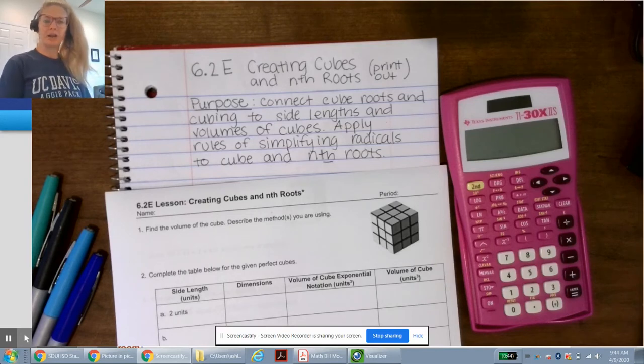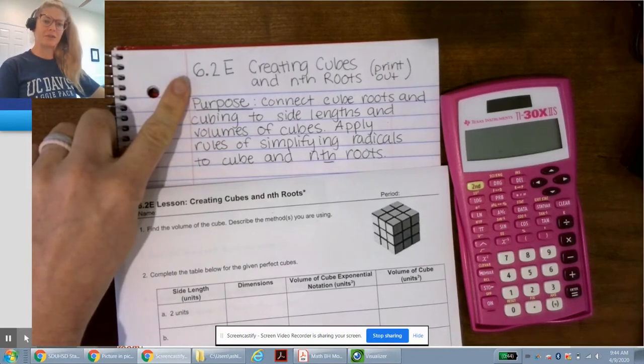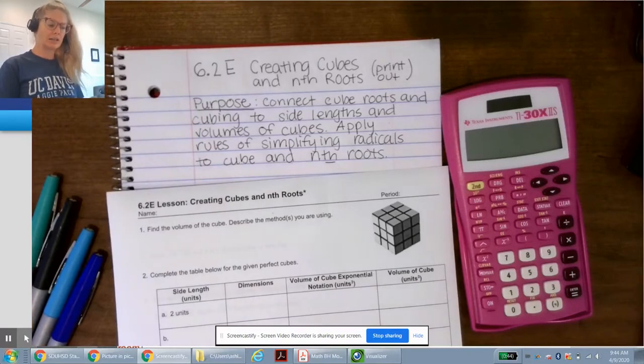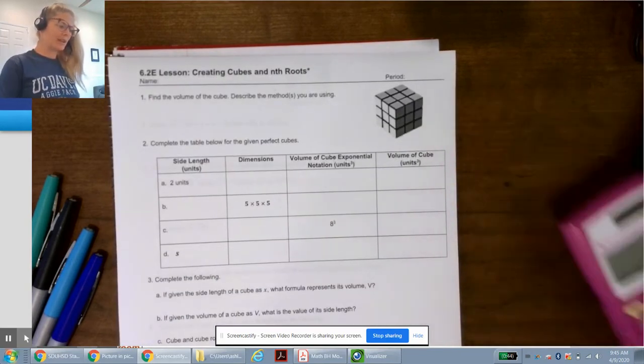If you're still keeping your notebook, I want to continue showing you a lesson purpose. So we're going to be doing 6.2e lesson, creating cubes and nth roots. It's a printout. Maybe you're doing this on a write-on touch screen. Maybe you're just looking at it on the screen and doing it on a separate piece of paper. All is great. Our purpose today is we're going to connect cube roots and cubing to the third power and taking the third root to side lengths and volumes of cubes, because cubes are three-dimensional. And then we're going to also apply rules of simplifying radicals to cube and nth roots.